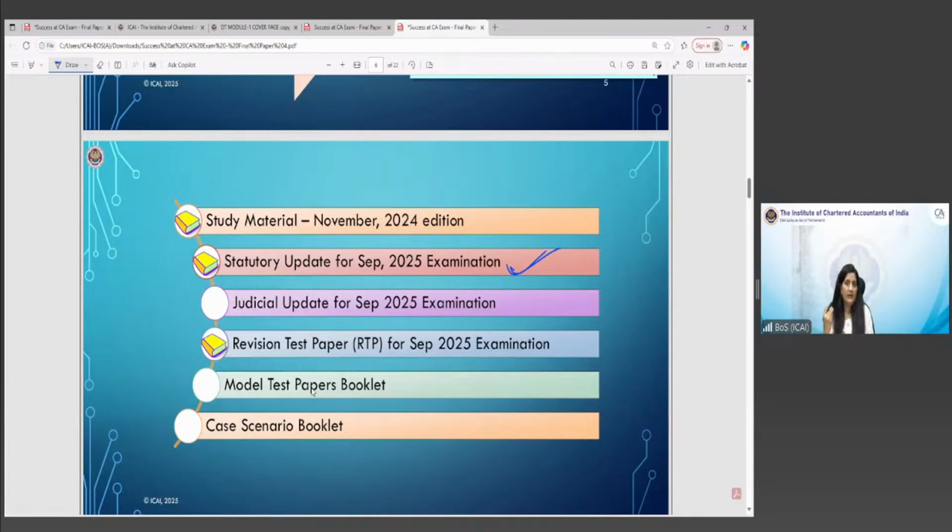It's a very, very relevant publication. Many questions have been asked in past examinations from it, considering the notifications and the circulars. These are essential publications for this subject. Now, the judicial updates. What is the judicial update?